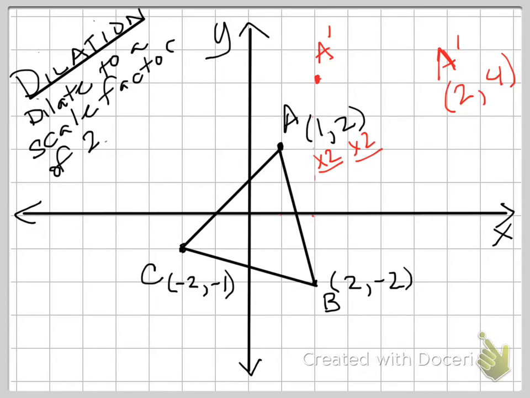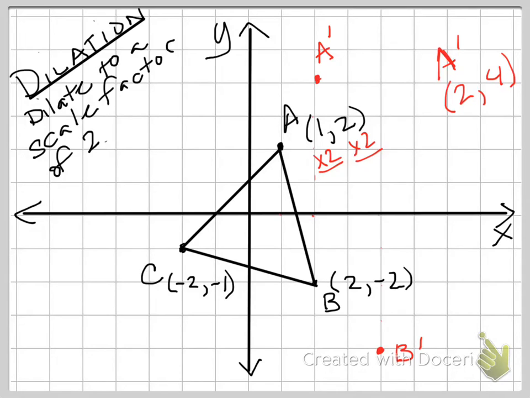So now you do that with B. 2 times 2 is 4. Negative 2 times 2 is negative 4. So you go to 4, negative 4. So 1, 2, 3, 4, and then down 4, 1, 2, 3, 4. Right there is B prime.